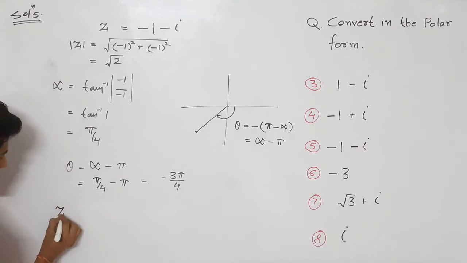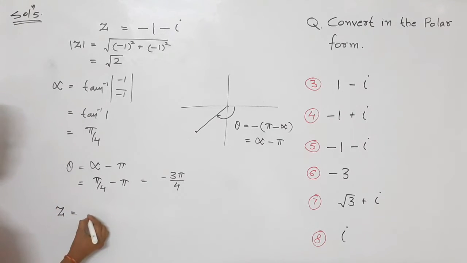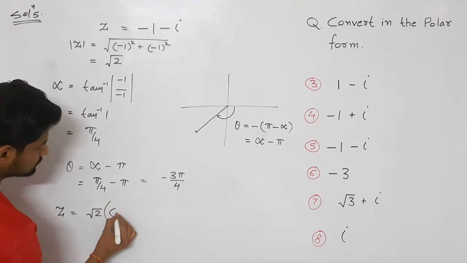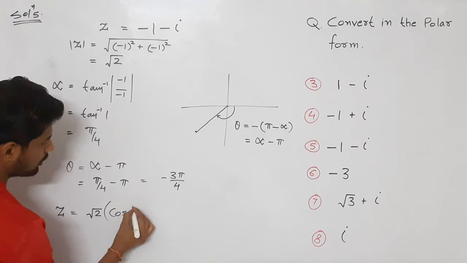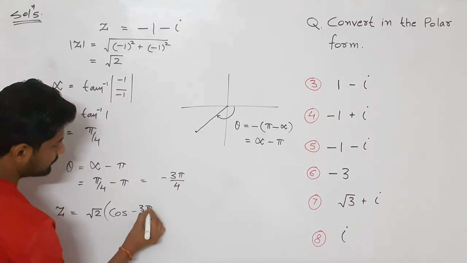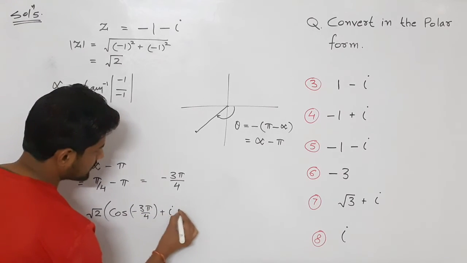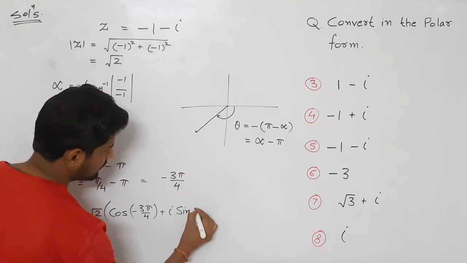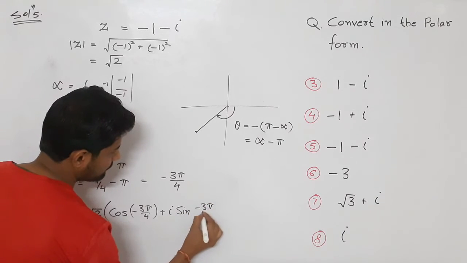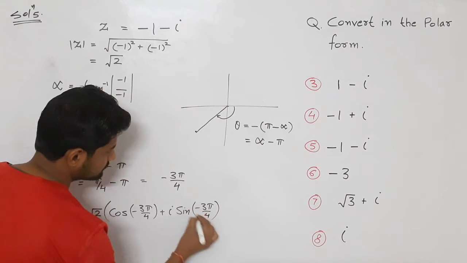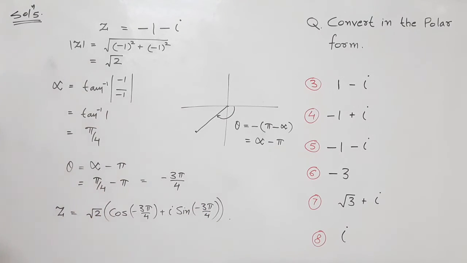So now I can write this complex number as under root 2 cos minus 3 pi by 4 plus iota sin minus 3 pi by 4. Okay. Now move to next question, question number 6.